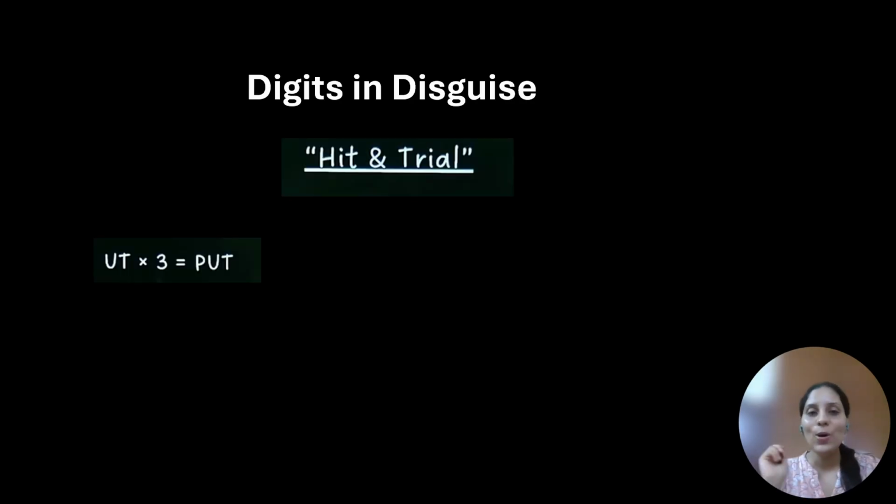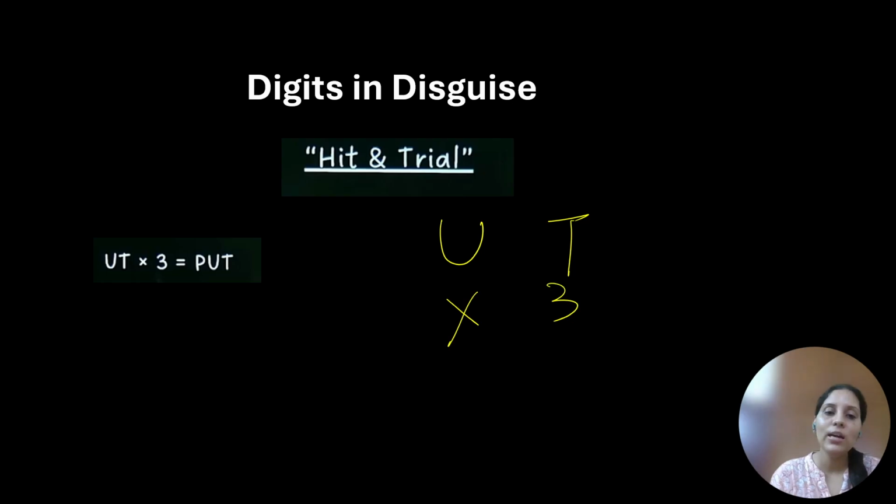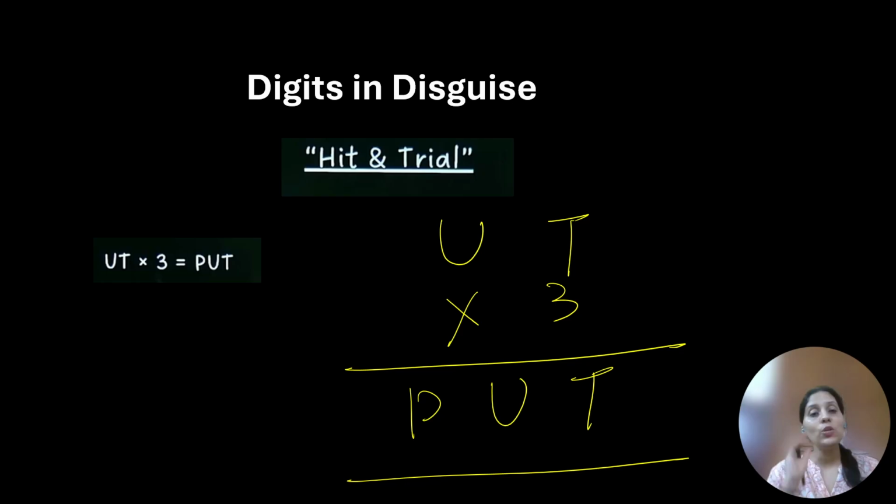All right, one last topic for the chapter, digits in disguise. So here you have UT into 3 gives us PUT. So you need to use this hit and trial method. Okay, so now if I see this, this and this number should be same, T should be same. So how can it be same? If this is 0, 3 into 0, here also it will be 0. Or if this is 5, 3 into 5, 15. This will also be 5.